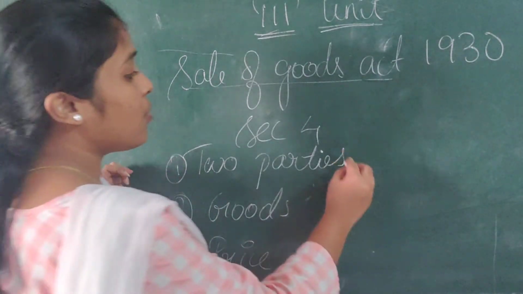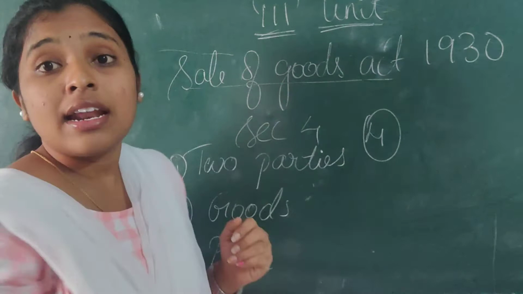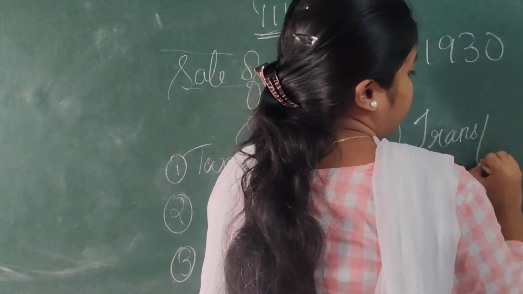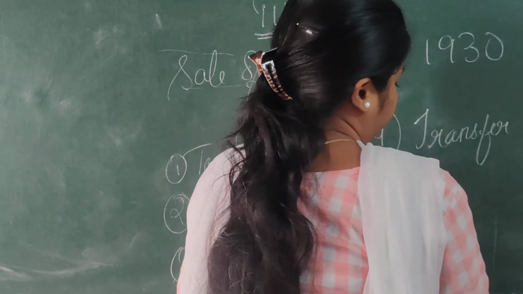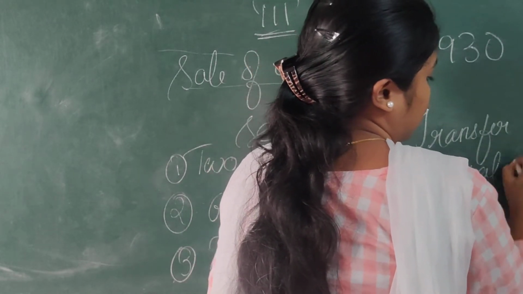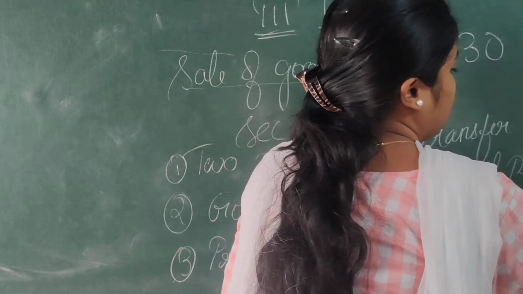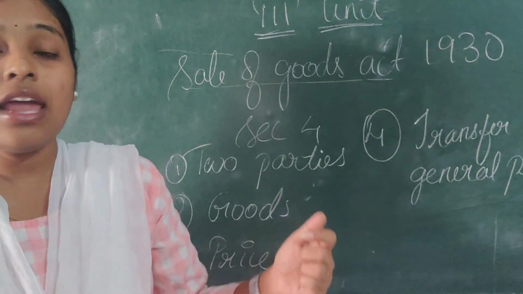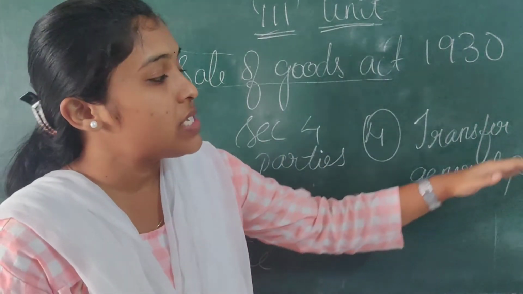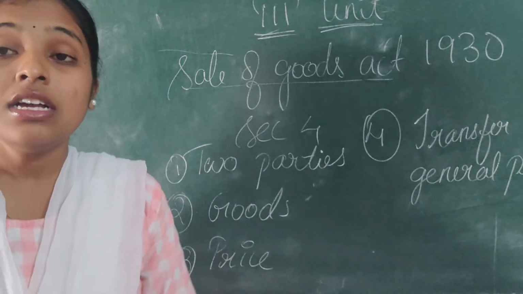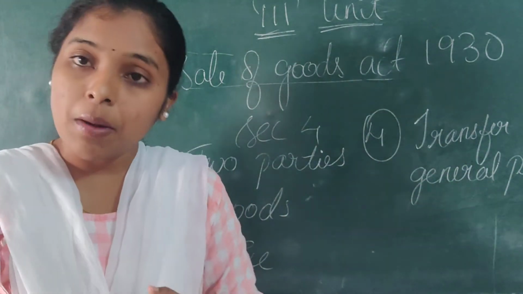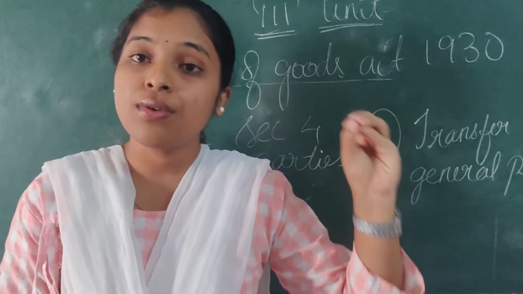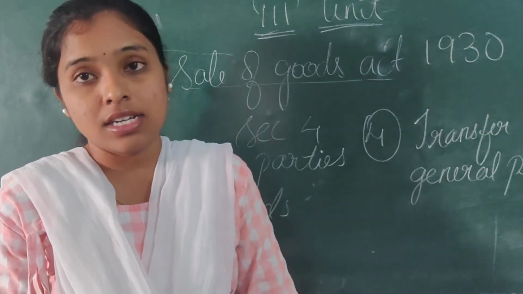And the fourth essential element for a valid sale is transfer of general property. The seller may transfer his property to the person who is willing to take it at the consideration.